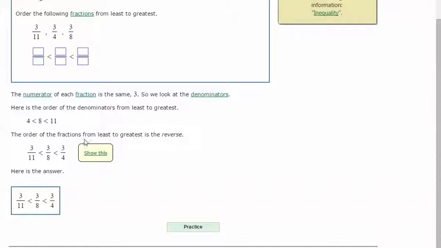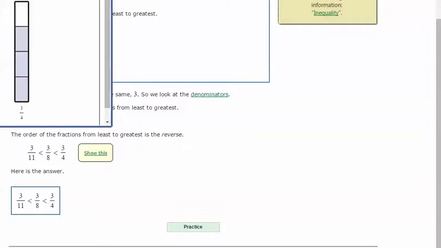However, the order of the fractions from least to greatest is the reverse of this. It would be 11 first, then 8, then 4. But why is this the case? Well, 3 out of 11, so not very many, less than half, is less than 3 out of 8, almost half, is less than almost all of them.